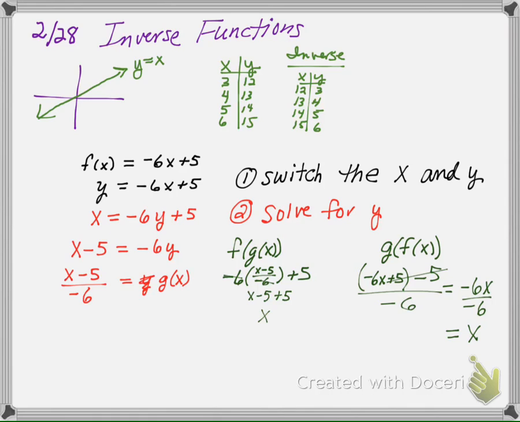I'll have students that come up and they'll show me the initial substitution, like negative 6 times x minus 5 over negative 6 and then plus 5. They won't show any actual simplifying, and they'll just say equals x. And then they'll show g of f of x and they won't show any simplifying. They'll just say equals x. Like you're not tricking anybody. I know what the answer is.